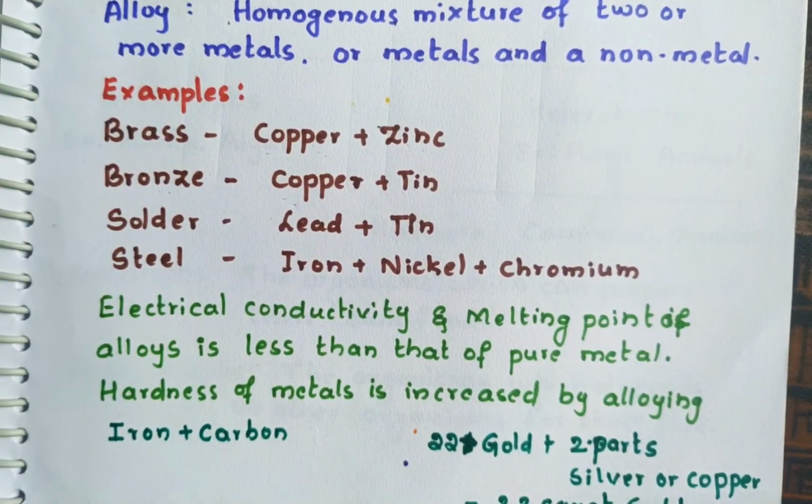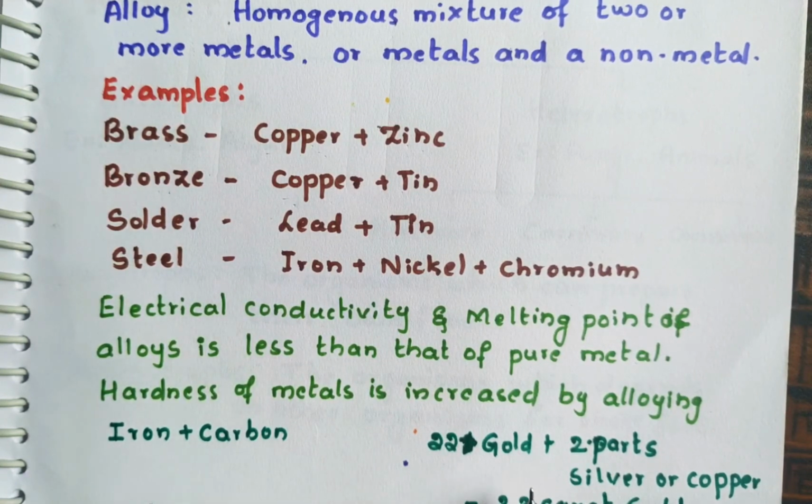And next thing is, hardness of metals is increased by alloying. So we can increase the hardness by adding some metals or non-metals. So metals can be hardened by adding either metal or non-metal. Let us see the example. Pure iron is very soft. That's why we add some carbon and it becomes very hard.